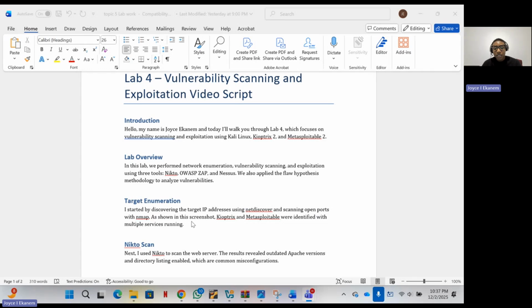As shown in the screenshot I will be showing you later, Kyoptrix was identified with multiple services running.